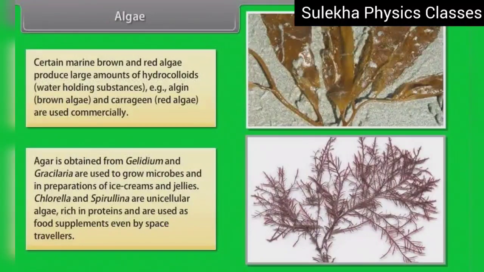Chlorella and Spirulina are unicellular algae rich in proteins and are used as food supplements even by space travelers.